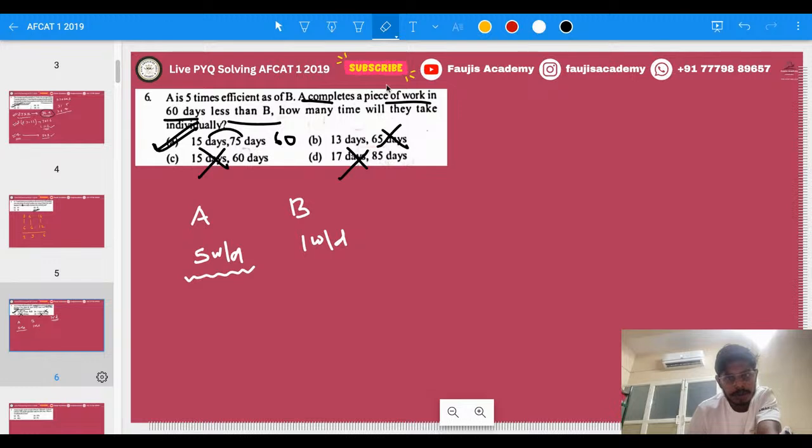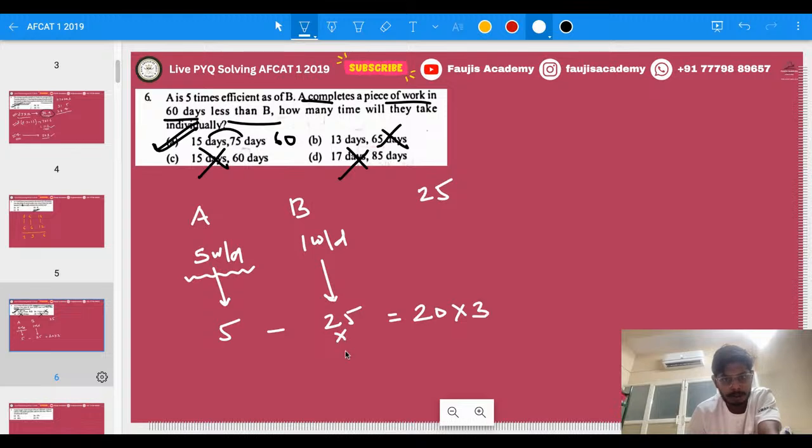Let us say the total work is 25. A will complete it in 5 days and B will complete it in 25 days. The difference of these two is 20. But what actual difference do we need? We need 60, so multiply the whole thing by 3. This one will become 15, this one will become 75, the difference will become 60, and B's time will become 75. Multiply by 3. That's it.